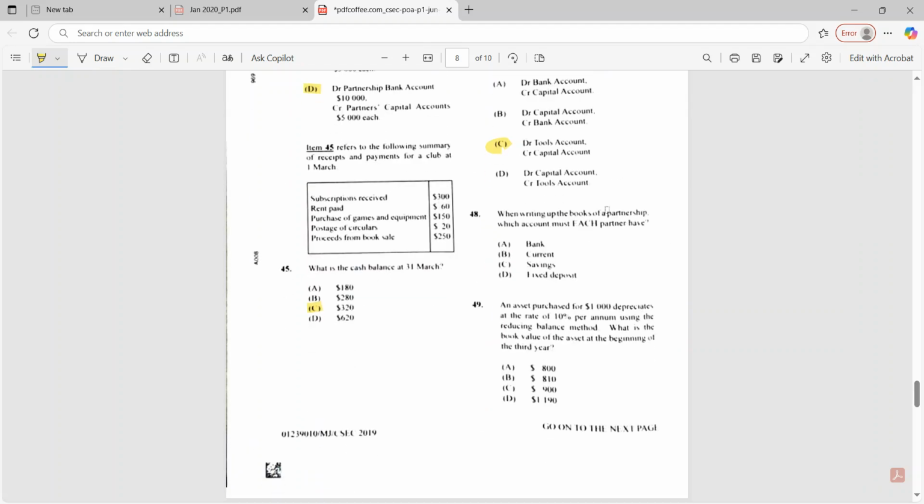When writing out the books of a partnership, which account must each partner have? Is it a bank account, a current account, a savings account, or a fixed deposit account? Of course, the answer for this would have been a current account.